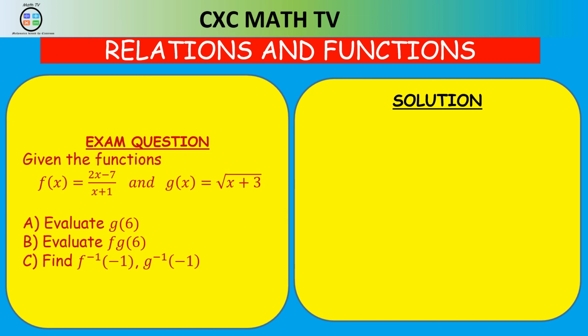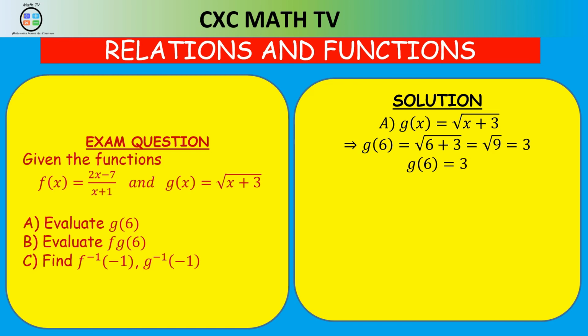The first one is to find g of 6. So g of x, remember, is the square root of x plus 3. So replace the x value with 6. And we're going to get the square root of 6 plus 3, which is the square root of 9, which is 3. So g of 6 is 3.